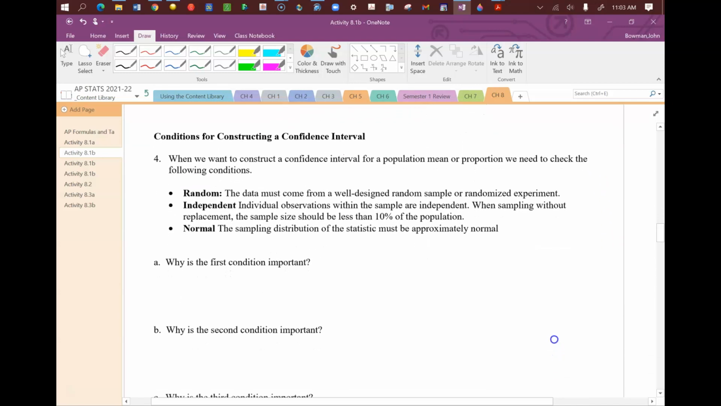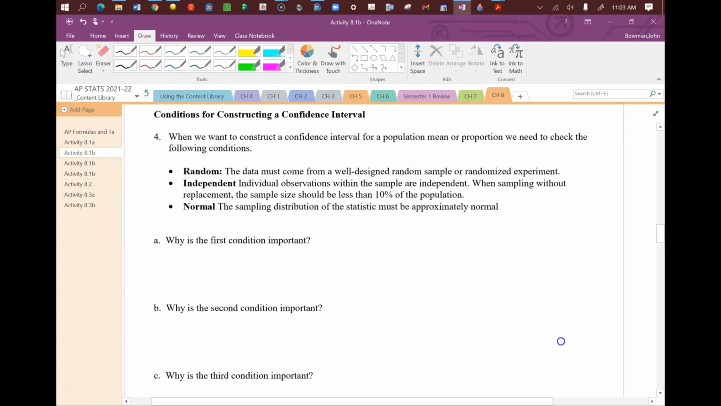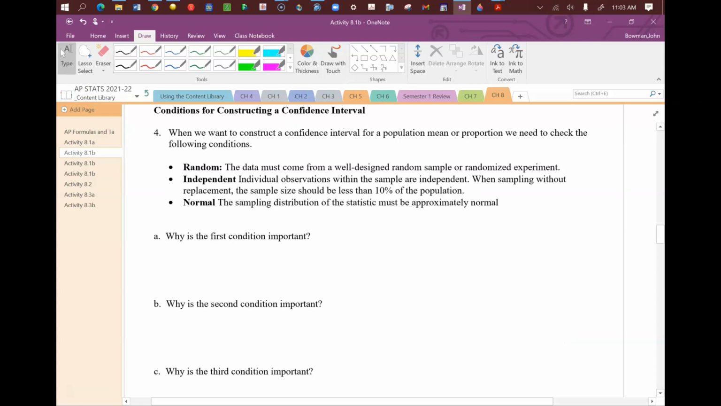So we're going to wrap up with the conditions for constructing a confidence interval, which have come up already in chapter 7, basically, but we're going to repeat them here. So the data needs to come from a well-designed random sample or a randomized experiment. It needs to be random. The observations need to be independent of each other. If we're sampling without replacement, the sample size should be less than 10% of the population. And if we're going to do normal calculations, the sampling distribution needs to be approximately normal.